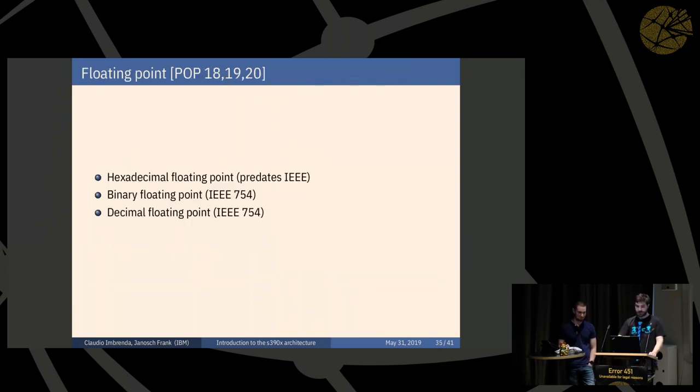Floating point. We have hexadecimal floating point, which, don't laugh, this was before the IEEE standard existed. So imagine in the 60s, you had already 64 bits floating point. Not bad. And then binary floating point, which was actually introduced quite recently, and decimal floating point in hardware, which is used by banks for bank stuff. But it's there. There are decimal floating point instructions.